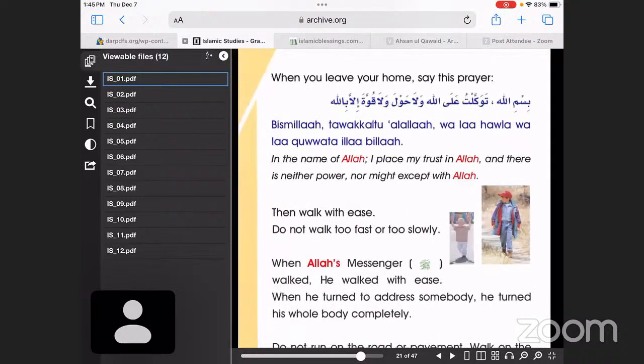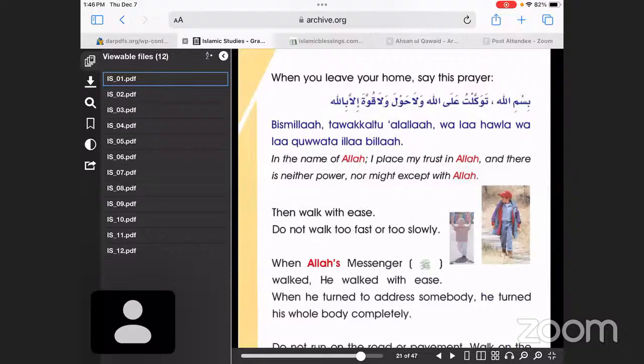When you leave your home, say this prayer. Bismillahi tawakkaltu ala Allah, wala hawla wala quwwata illa billah. In the name of Allah, I place my trust in Allah. There is neither power nor might except with Allah. Then walk with ease. Do not walk too fast or too slowly.